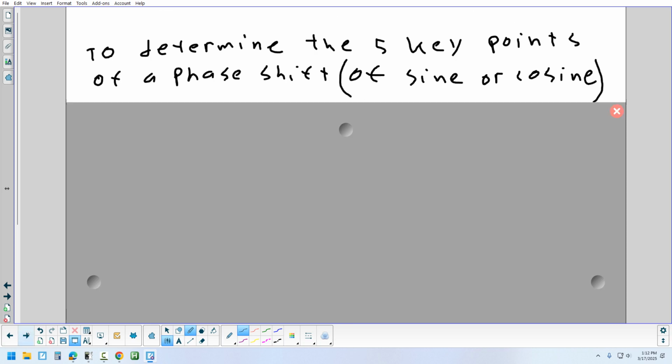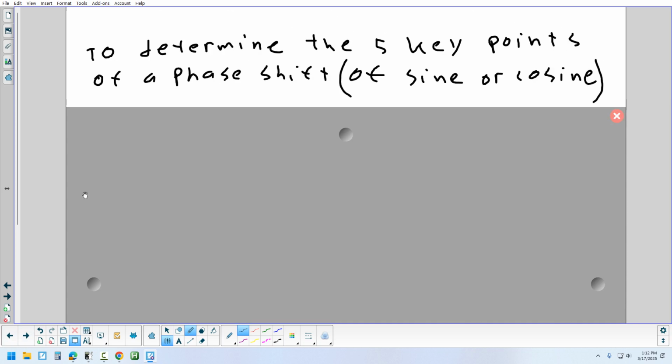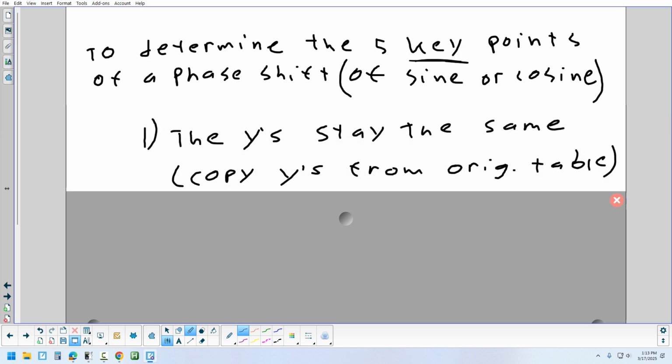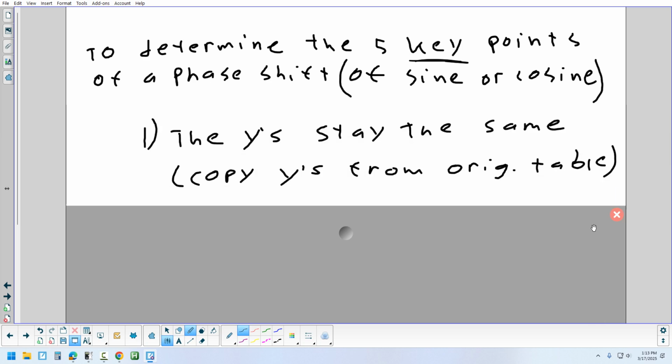All right. All right, so now we have to go back to our original table and we have to modify those coordinates. If we shift things left and right, what part of the coordinate is not affected? The y. Because the y's are not affected, we can copy those down from the original table. Okay, and what's the original table? That's what I gave you at the beginning.